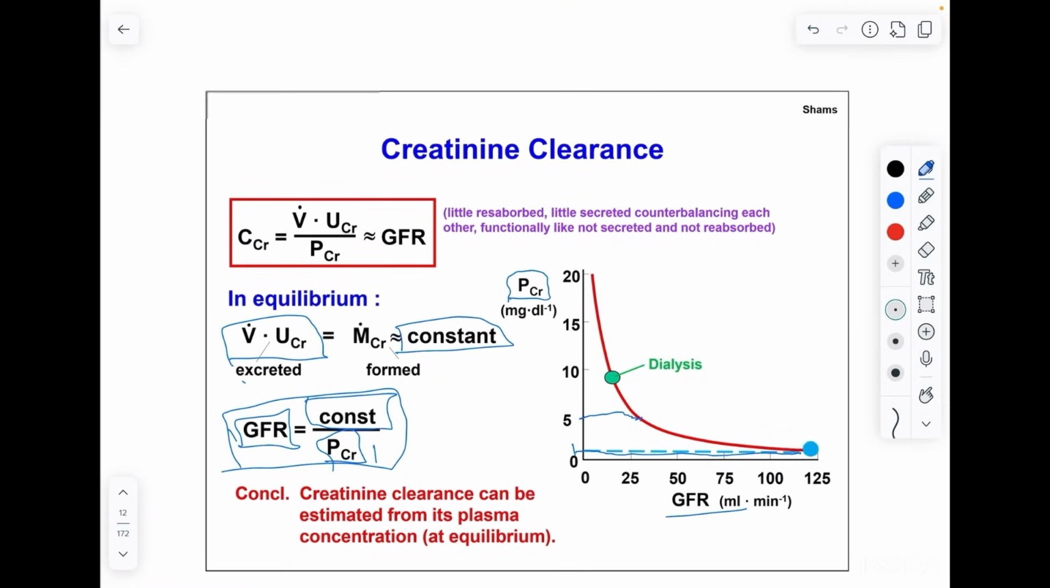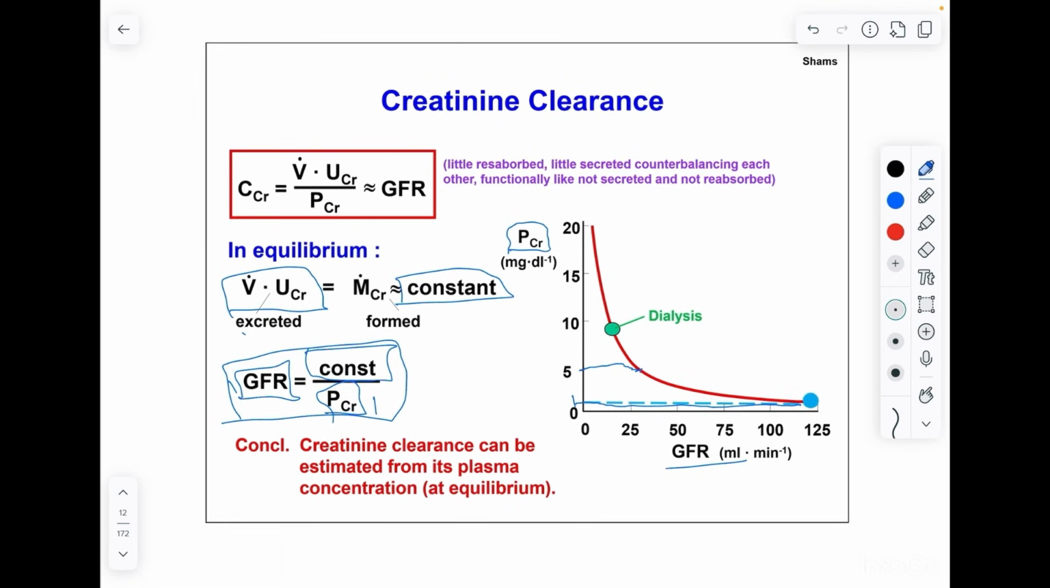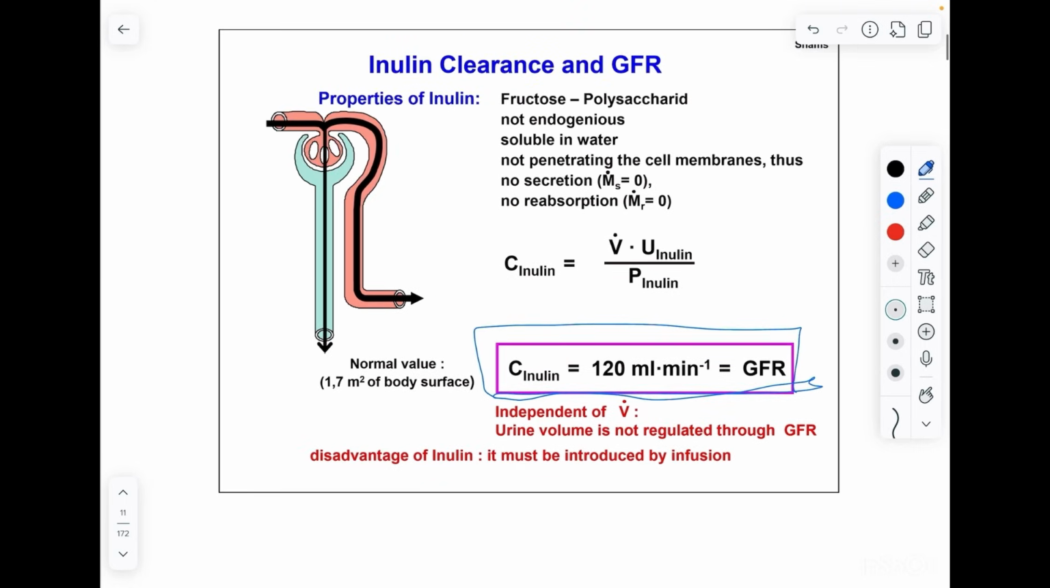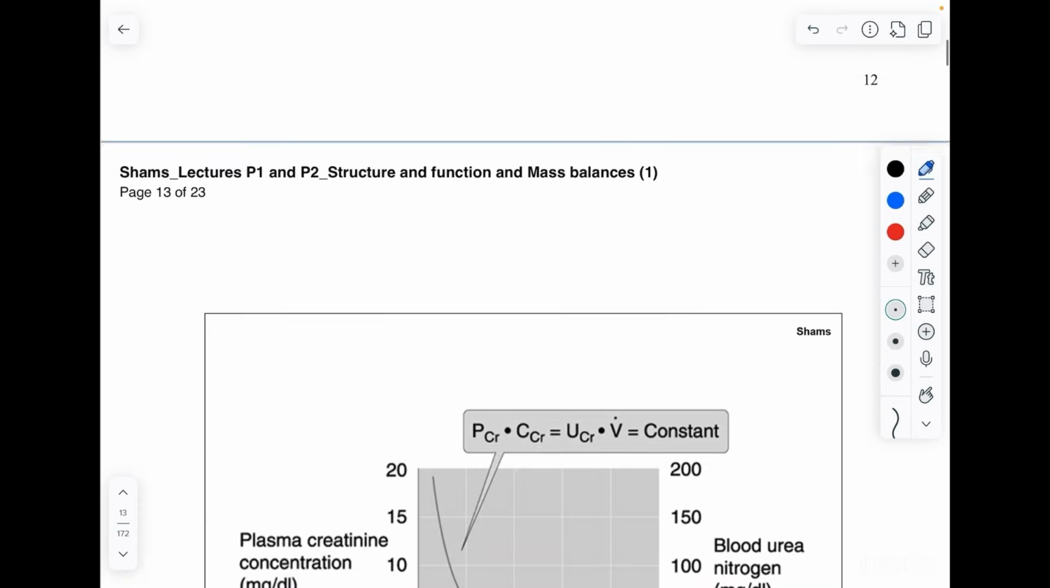So you just need to know that for creatinine, the amount excreted, they made it equal to a constant, and they made this graph. You can estimate the GFR from the plasma creatinine concentration. So it's very easy to use. Unlike inulin. Why don't we use inulin? Because inulin is not made in the body. So if you want to measure the clearance of inulin, you will have to infuse the patient with it, and that's not fun. Okay.